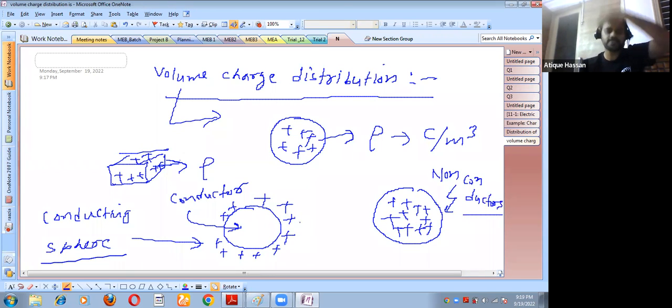Getting my point? Yes. Like you have a cricket ball, that is a non-conductor, so you can distribute the whole charge within the volume. Every point of the volume can have charge, but in case of a conductor, charging within the volume is not possible. All the charges you give to the conductor will come out to be at the surface. All right, so this is the basic difference.